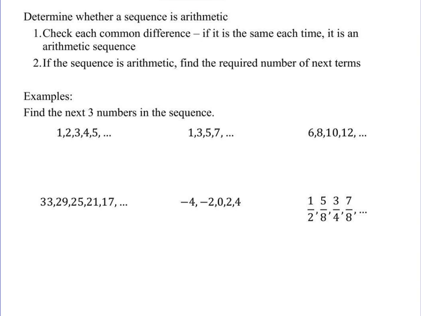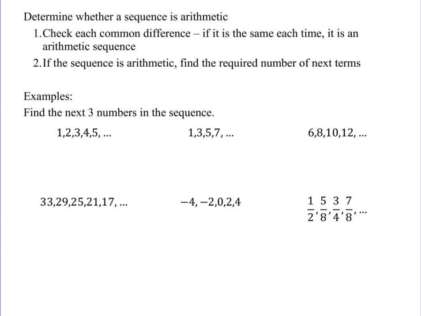To determine whether a sequence is an arithmetic sequence, it's a very straightforward process. You just got to remember how to do it. 1, check the common difference. If the difference is the same each time, then you have a common difference. And if you have a common difference, it's an arithmetic sequence. It's that straightforward. 2, if the sequence is arithmetic, then you can find the required number of terms.